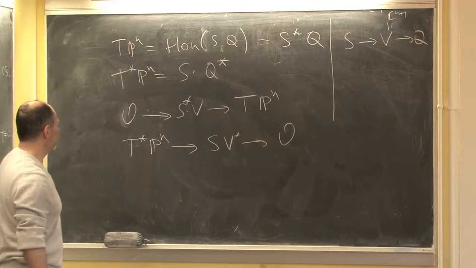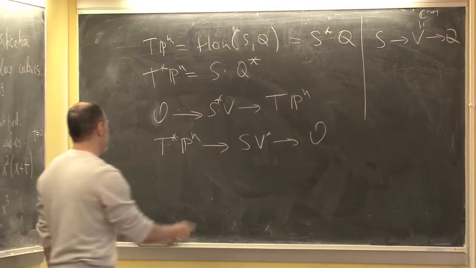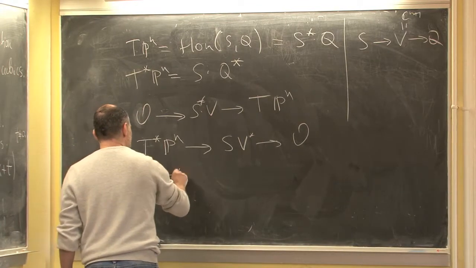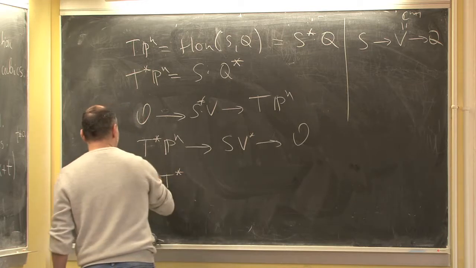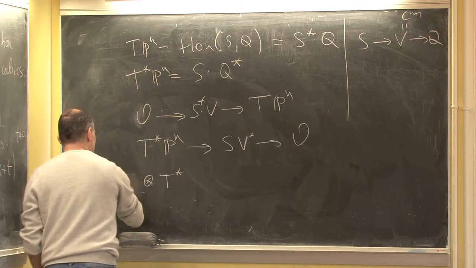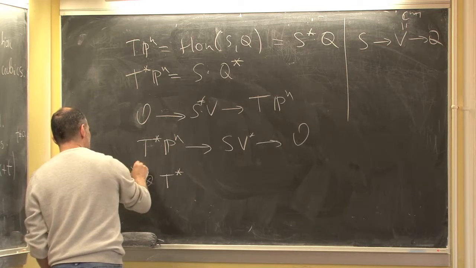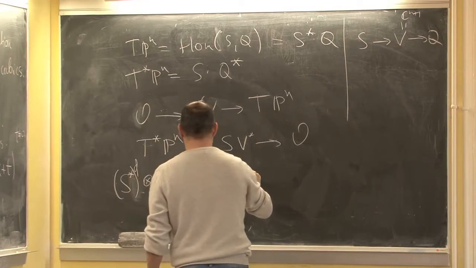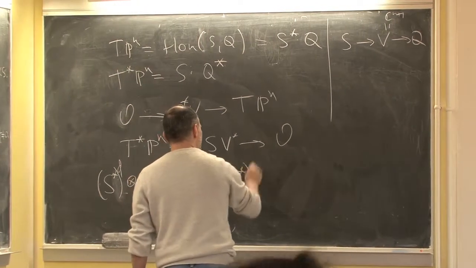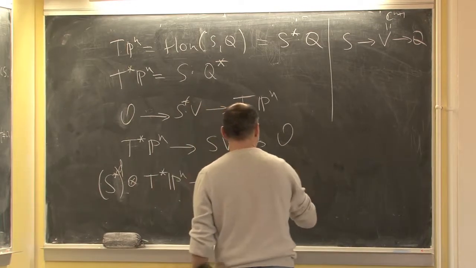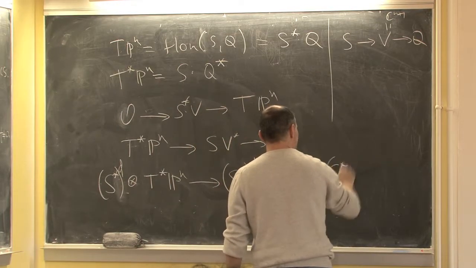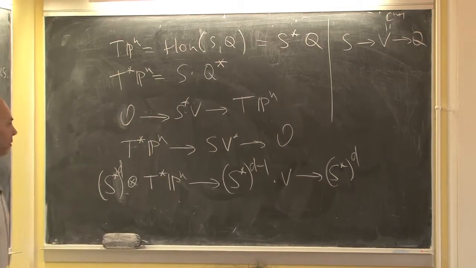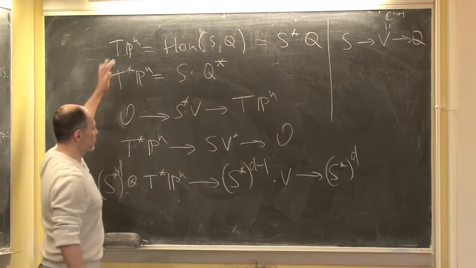And then I just need to take the tensor product of this with L, if you remember. So I just get L times T star. So L, sorry, this is S star to the power D. This is our line bundle now. T star Pn goes to S star. Here I have D minus 1 times V. And here I have S star D. Okay, so sorry, this is now a little too quick, but you just do these manipulations.